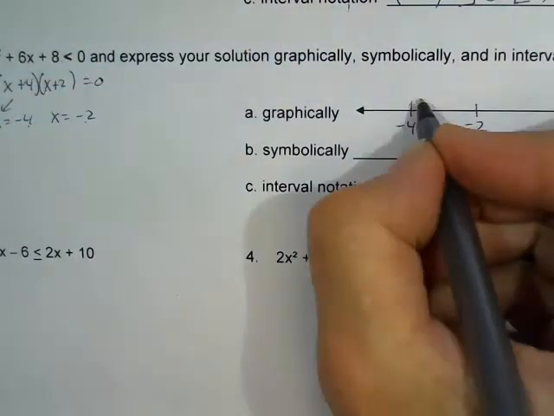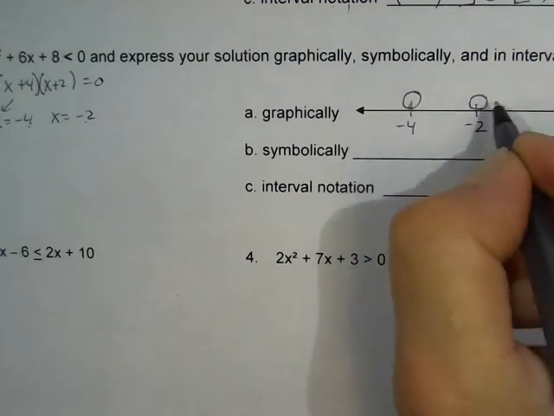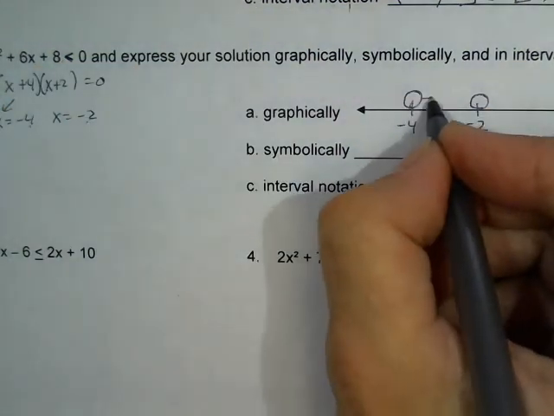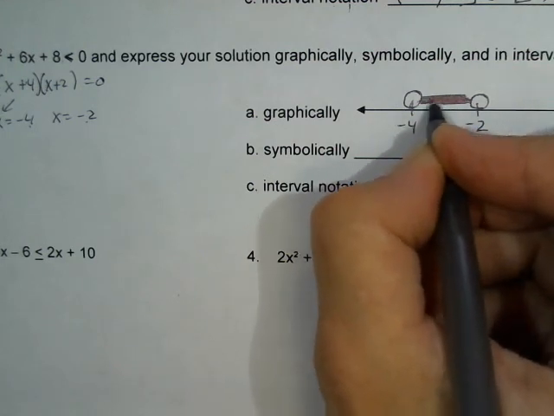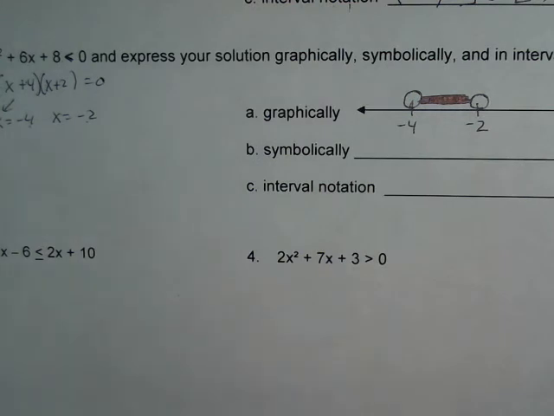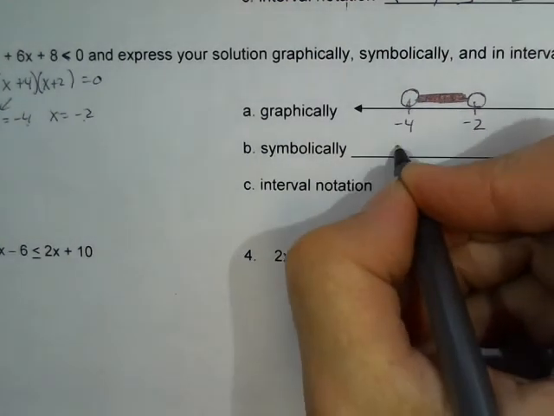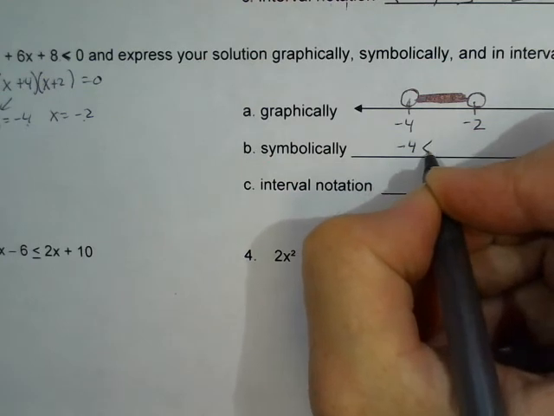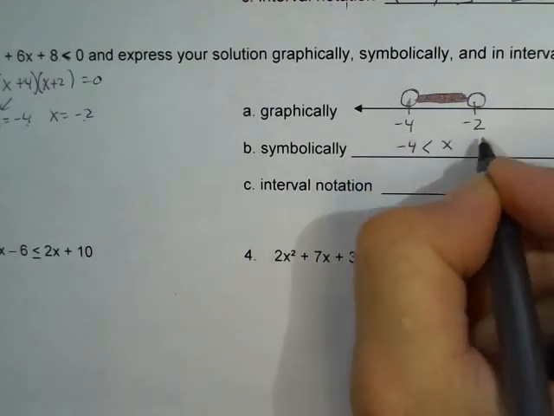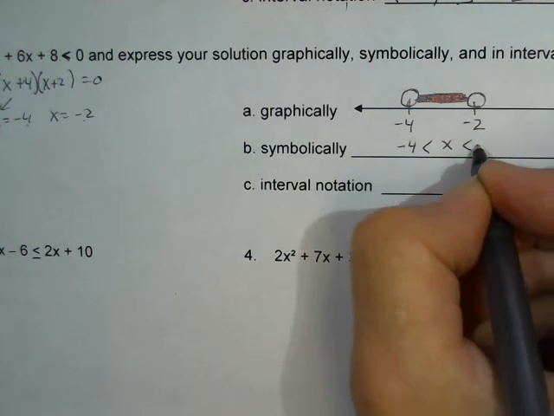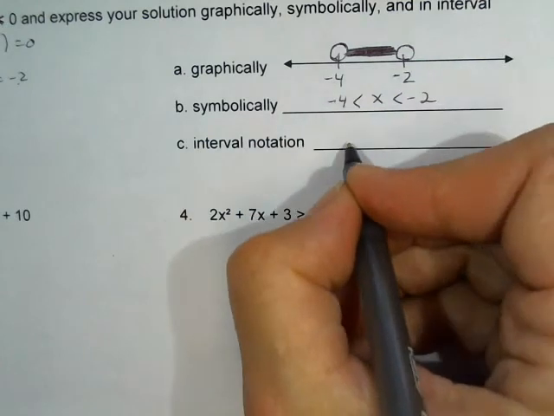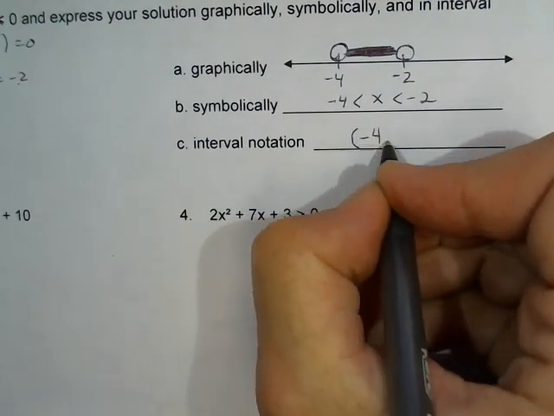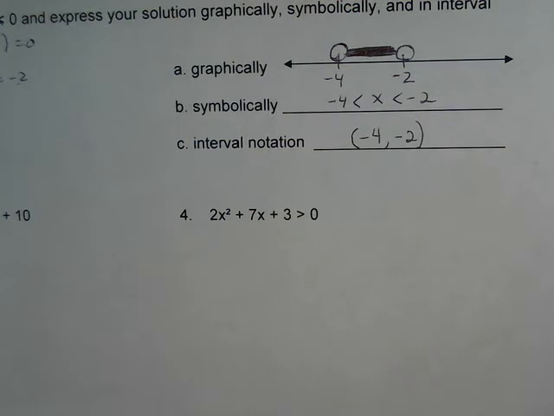This is strictly less than, so it means you've got open circles. And because it's less than, we're sandwiched in between these two numbers. You're going to shade in between here. So symbolically, you're going to bring the negative 4 down. It's less than x, and all these x values are less than this bigger number of negative 2. And in interval notation, because we've got open circles, we have rounded parentheses, negative 4, comma, negative 2, rounded parentheses. So you're done with that problem.